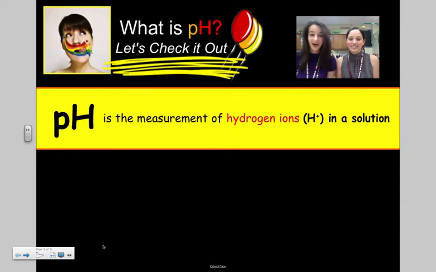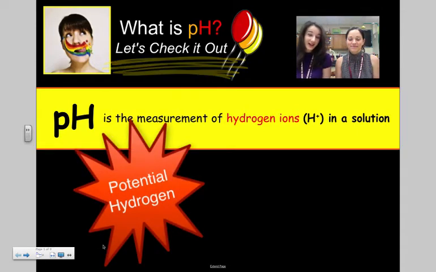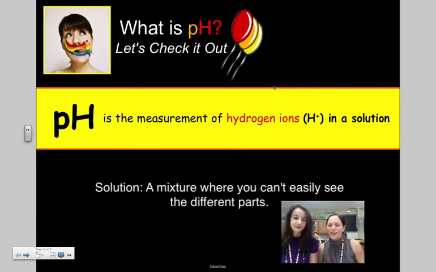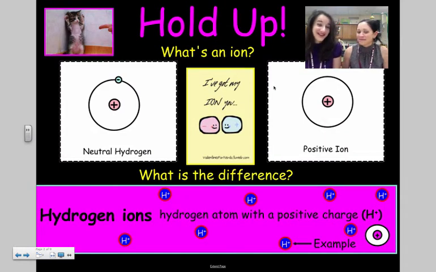pH stands for potential hydrogen because it's the measurement of hydrogen ions in a solution. Hold up, what's an ion? That's so funny you ask. Let's take a look at these two atoms on the screen. On the left we have a neutral hydrogen, and on the right we have a positive ion hydrogen.